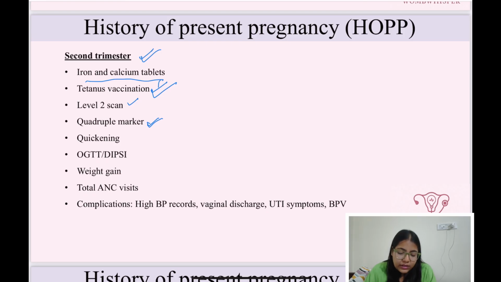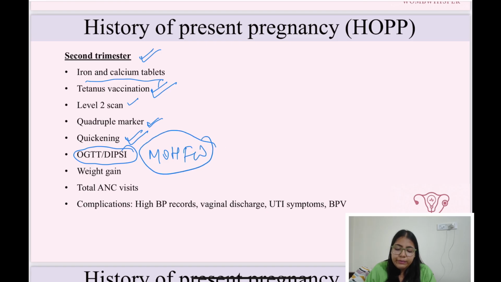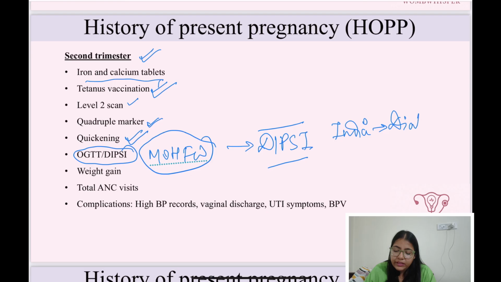Okay. You should ask about when the patient has felt quickening. Mostly in primigravida they feel it around 18 to 20 weeks, like 5th month gestation, and in multigravida they may feel it as early as 16 weeks, like 4th month gestation. And about if any sugar test was done or not. Normally the Indian government, like the Ministry of Health and Family Welfare, says to do DIPSI at first visit only. Why? Because here there is no need of any fasting. The patient may not return to you, and since India is the diabetic capital, we should screen all the patients.